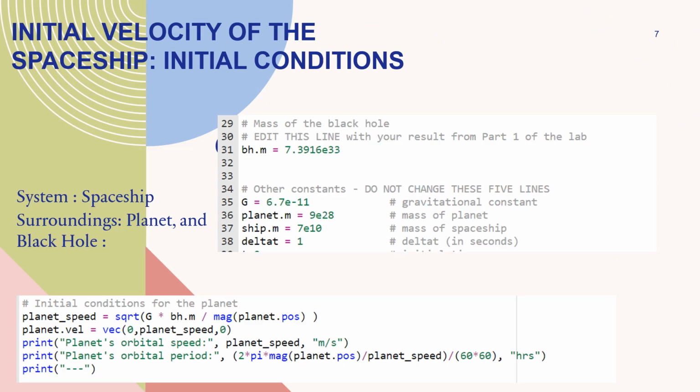For part 2, we had to find the initial velocity of our spaceship, and these were our initial conditions given. So I plugged in the constant again, the mass of the planet, the mass of the ship, and then delta t, of course. And the initial conditions for the planet were the planet's speed and velocity. Also with our system and our surroundings, our system was our spaceship, and our surroundings were the planet and our black hole.